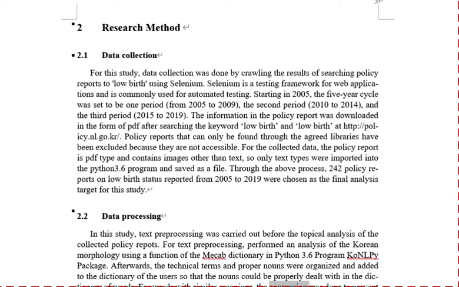For the collected data, the policy report is PDF type and contains images other than text. So only text was imported into the Python 3.6 program and saved as a file. Through the above process, 242 policy reports on low birth status reported from 2005 to 2019 were chosen as the final analysis target for this study.